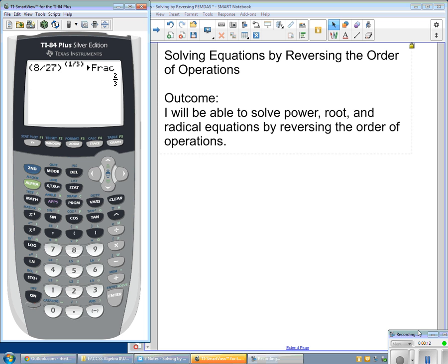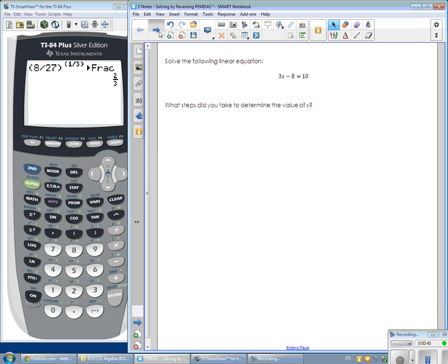But I wanted to go ahead and provide instruction on how to solve various equations using the reverse order of operations. A lot of this is going to be review in terms of using the reverse order of operations and solving and understanding inverse relationships. And so we're going to solve all sorts of equations today. I'm going to show you how to do it algebraically, and then I'm also going to show you how you can solve, or at least how you can check your answers using the calculator.